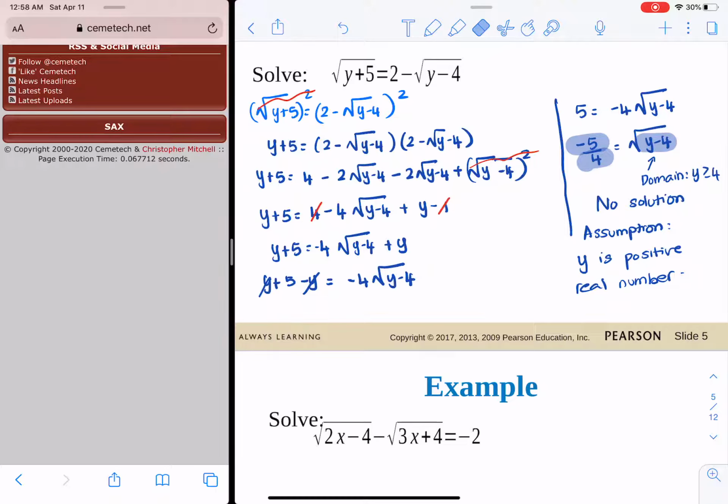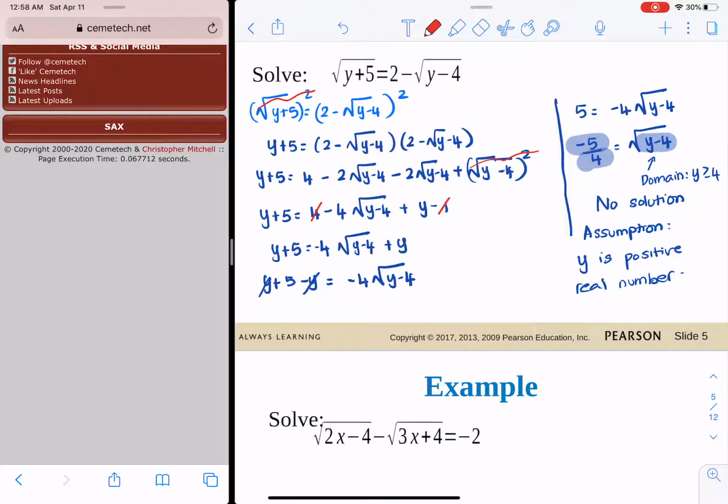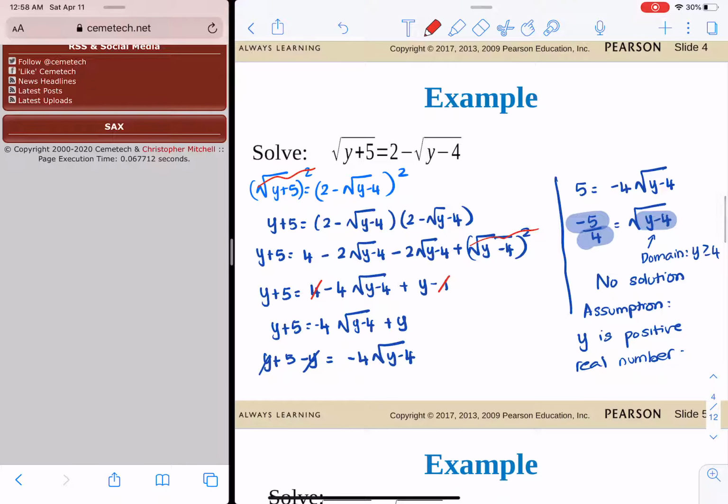I'm going to simply put a box here and do it. Or I could do it on the top here. So I can square on both sides. Which would give me 25 over 16 equals y minus 4. Move the 4 to the other side. y equals 25 over 16 plus 4. Which if you combine, you would get 89 over 16.